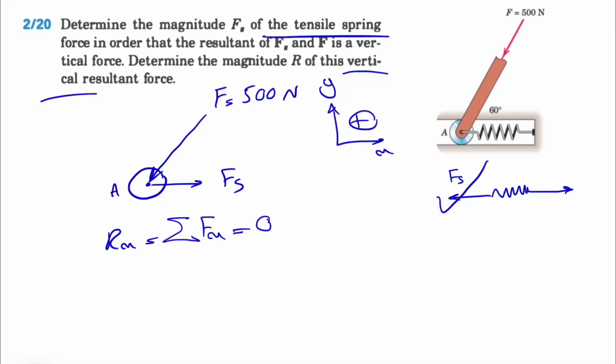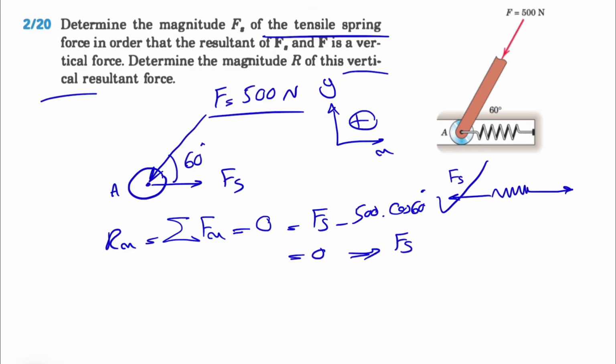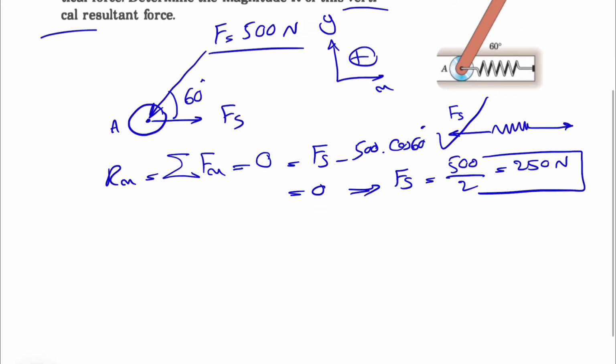So in the X direction, we will have Fs minus the X component of the 500 newton force. We know this angle right here is 60 degrees, and we can see that 500 times cosine of 60 degrees is the X component. From here, our Fs will be, since cosine of 60 is 1/2, 1/2 of 500, which gives us 250 newtons as the force for Fs. So the first part of the question, the magnitude of Fs, is 250 newtons.